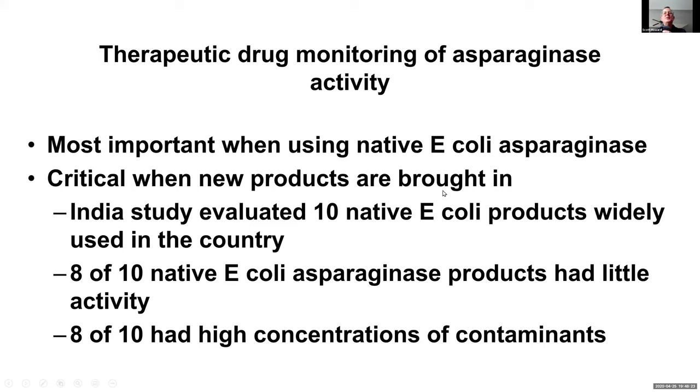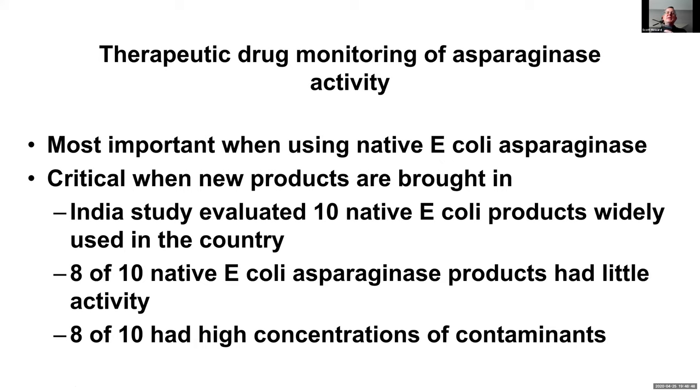But it turns out if you buy native E. coli asparaginase from India, they did a study in Mumbai. They measured 10 different asparaginases that were all, 8 of them were produced locally and 2 of them were imported from other pharma companies importing into India. 8 out of the 10 products had either little activity or no activity whatsoever. So it means if you switch to that asparaginase, you're switching essentially to nothing.